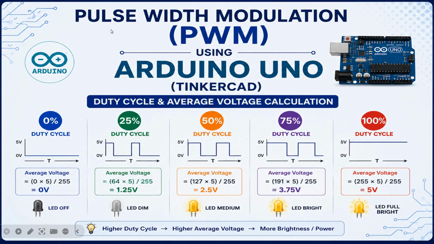In today's video, we will see pulse width modulation. We have already done one experiment of pulse width modulation with a different program. In this video, we'll see a program where we will set the value for 25% of the duty cycle, 50% of the duty cycle, 75% and 100%.